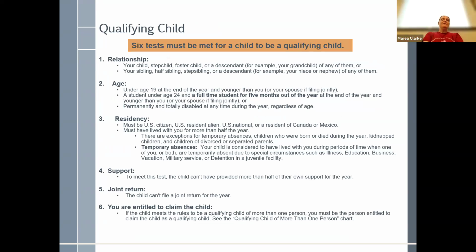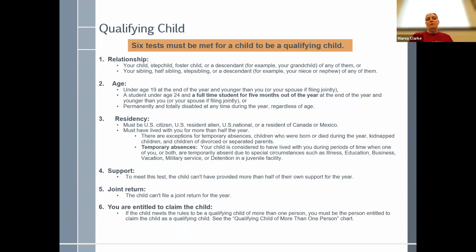There are basically six tests for a qualifying child. They have to have the appropriate relationship to you. So your child, stepchild, foster child, or a descendant of them, your sibling, half-sibling, step-sibling, or a descendant of them. You notice that it only goes down here. It does not go up for those relationships.